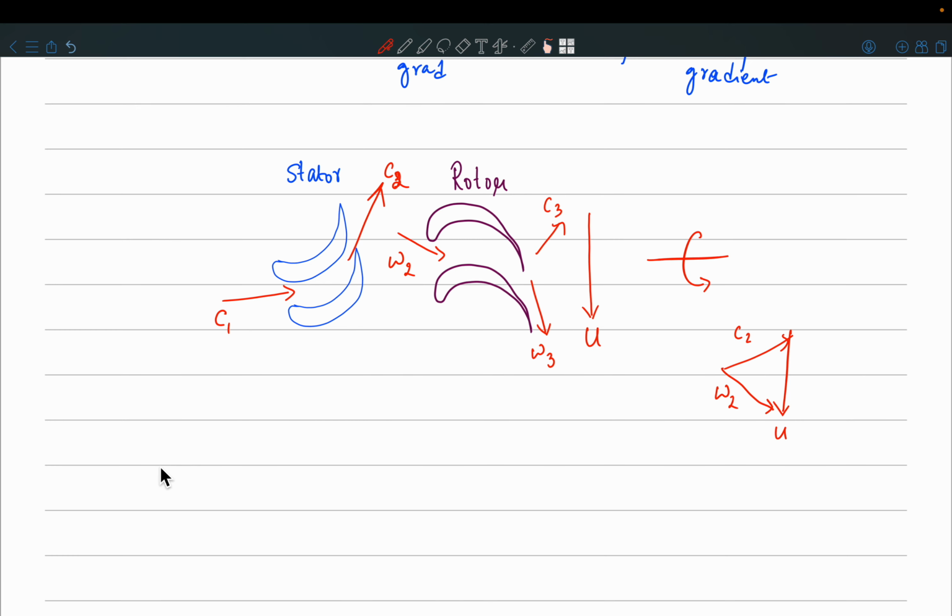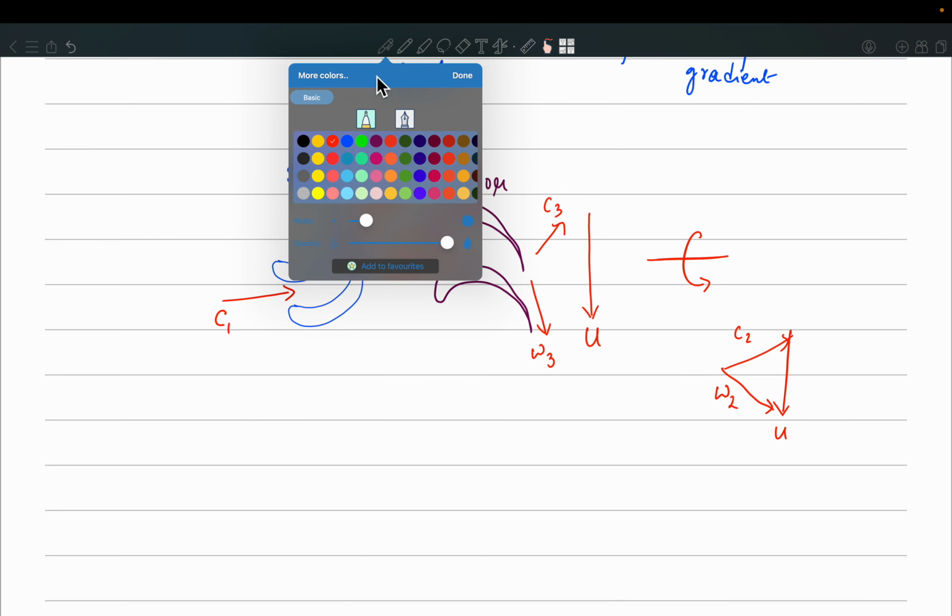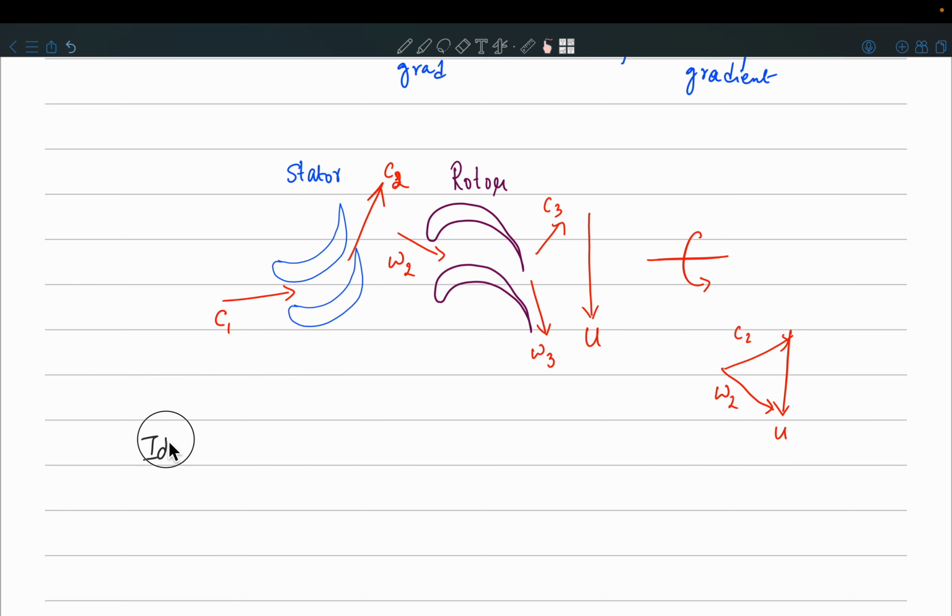Now, in an ideal design, what do we want? We want C1 to be equal to C3, because whatever was the inlet to this stator should be the inlet to the next stage stator. So we want the same conditions at each stage.